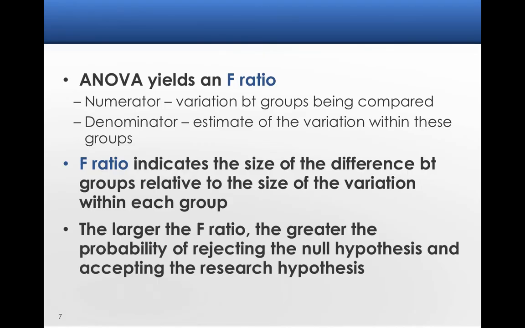So what ANOVA gives us is what's called an F ratio. The numerator, the number on top, is the between groups, and the denominator is the within groups. That tells us how much difference there is between groups relative to the difference within their own groups. The larger the F ratio, the greater the probability of rejecting the null hypothesis, showing that indeed there is a real significant difference between the groups.